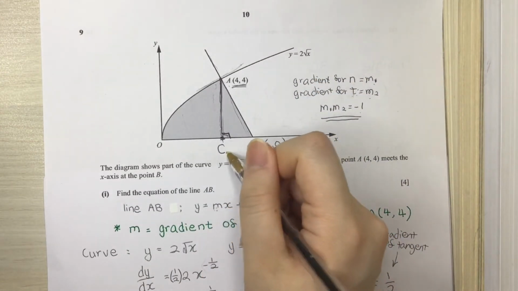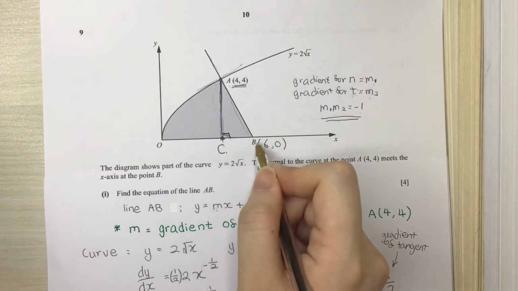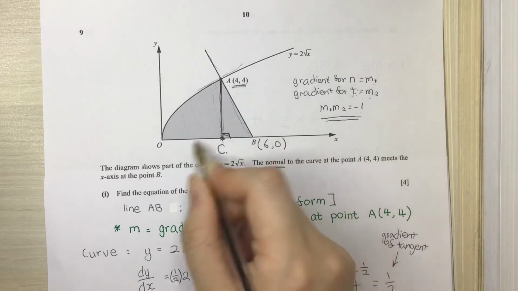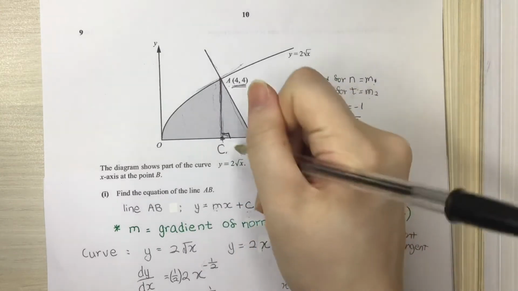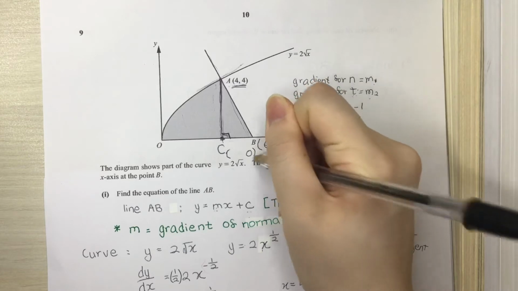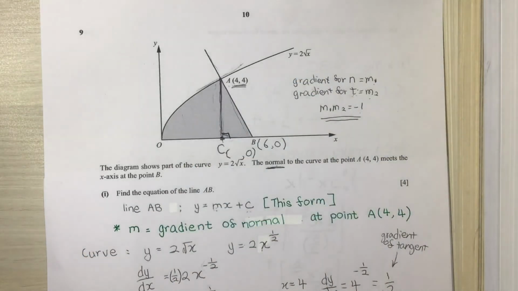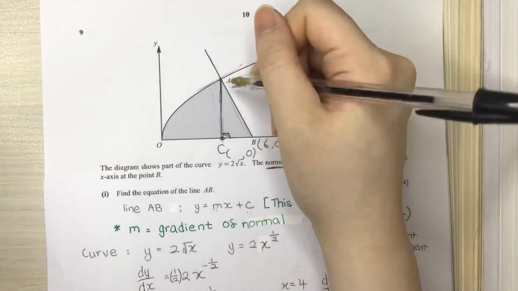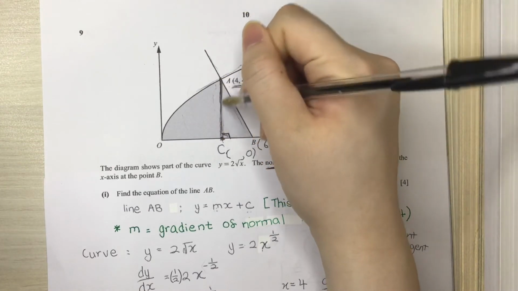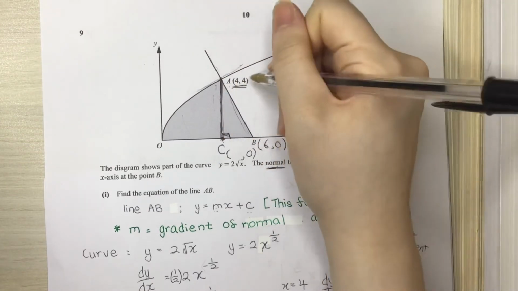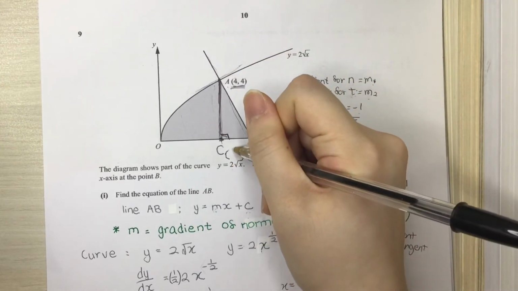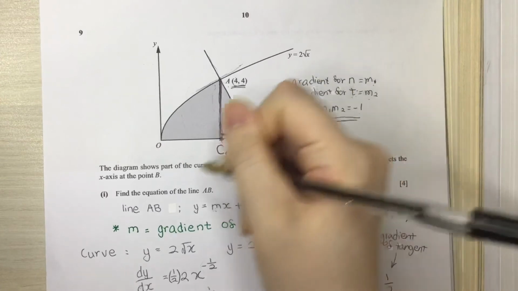And how do we get coordinate C? So notice that C and B are on the same horizontal line, and that's the x-axis. So in other words, for C, its y coordinate is also 0. So what about its x coordinate? The x coordinate, as you can see, is also on the same vertical line as A, where the x coordinate for A is 4. In other words, the x coordinate for C is also 4.